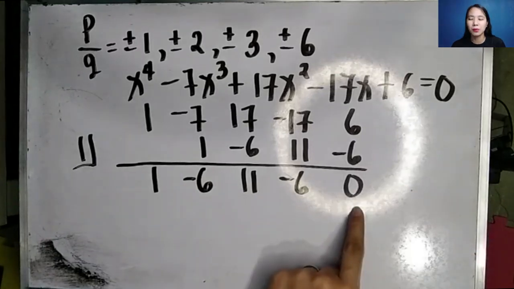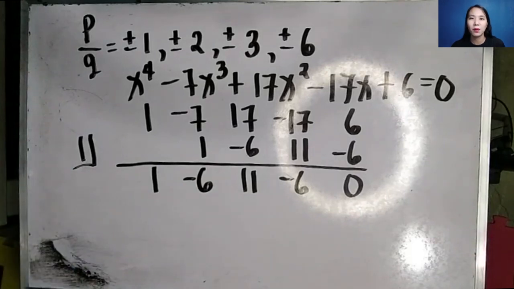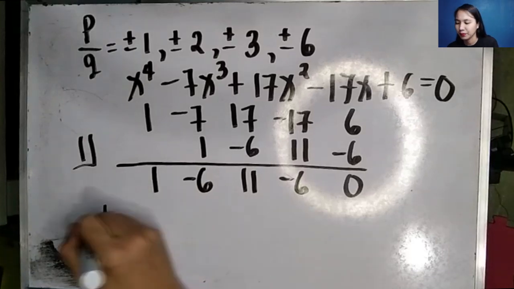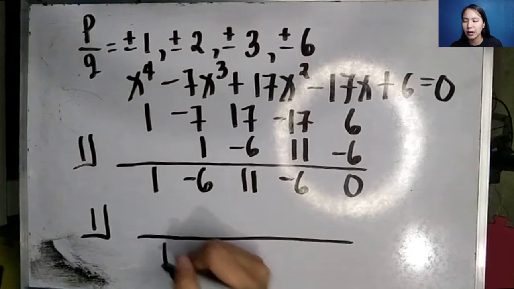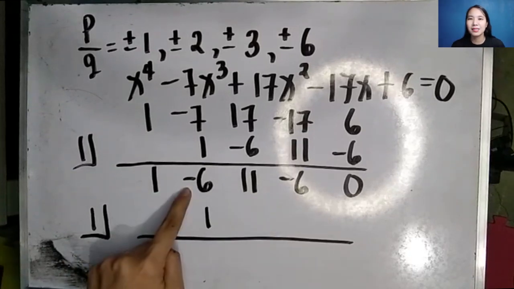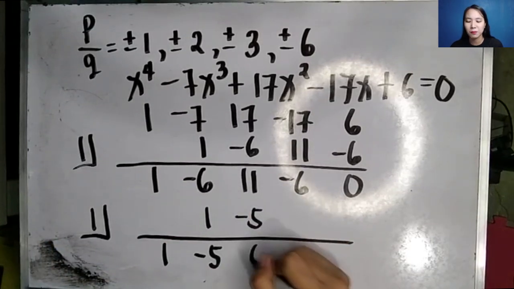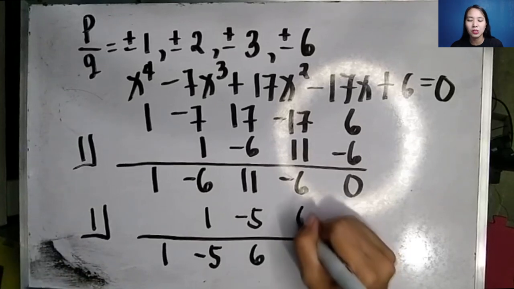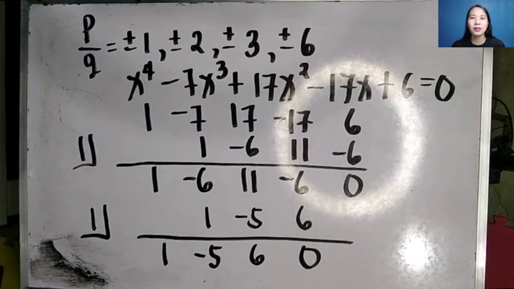Since the remainder is 0, our 1 is one of the solutions or one of the roots of the given polynomial equation. Let us continue using our synthetic division. Let us use again positive 1. We bring down 1, then 1 times 1 is 1, plus negative 6 is negative 5, times 1 is negative 5, plus 11 is positive 6, times 1 is equal to positive 6, plus negative 6, that is equal to 0. So since the remainder again is equal to 0, our 1 is our root of the given polynomial equation.